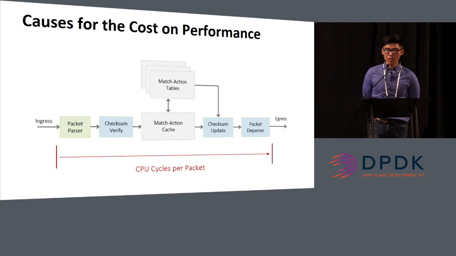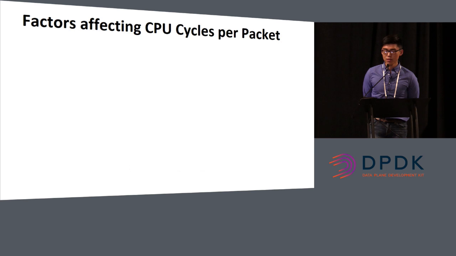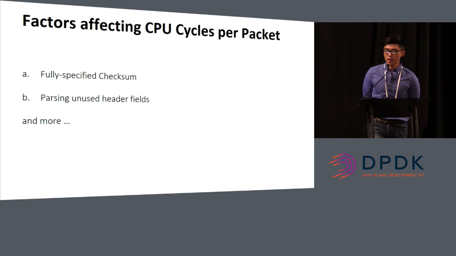Since this is a software switch, there are different factors affecting the CPU cycles for each packet. And then there's also the notion of cache misses. I won't go into details about the cache misses, but it's specified in our paper. So there are multiple factors affecting CPU cycles per packet, and I'll discuss a couple of them. First is the fully specified checksum, and second is parsing unused header fields.